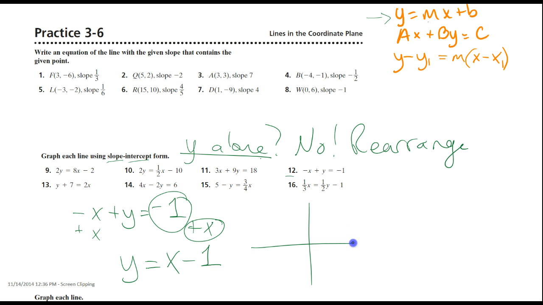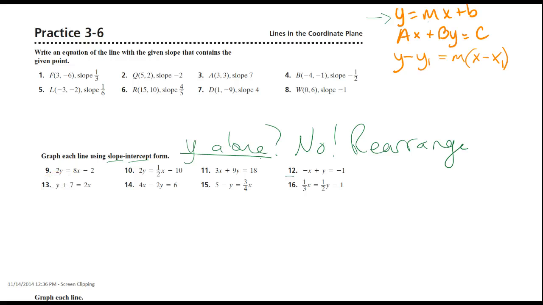What does that look like on a graph? Well, this is like an invisible 1 over 1 for my slope, but here's my very obvious y-intercept. So from y equals negative 1, I now do the slope. Up 1, over 1. Up 1, over 1. Up 1, over 1. And there's the graph.